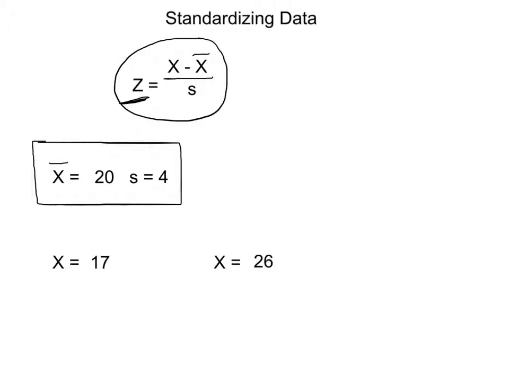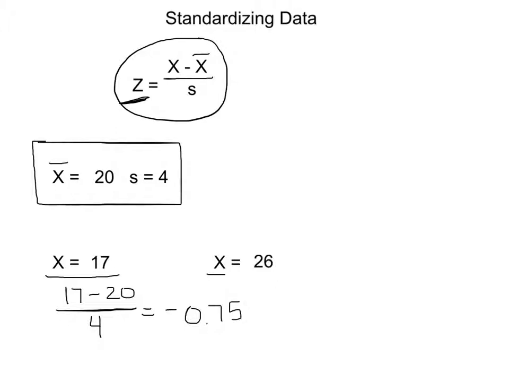Let's say we're focusing on a data set in which the x bar value, the mean of the sample, is 20, and the s value, the standard deviation of the sample, is 4. What if we're focusing on the number 17? Well, if we wanted to standardize that data, all we simply have to do is take the 17, subtract the x bar value 20, and divide by 4. When I do that, I'm going to end up with negative 0.75.